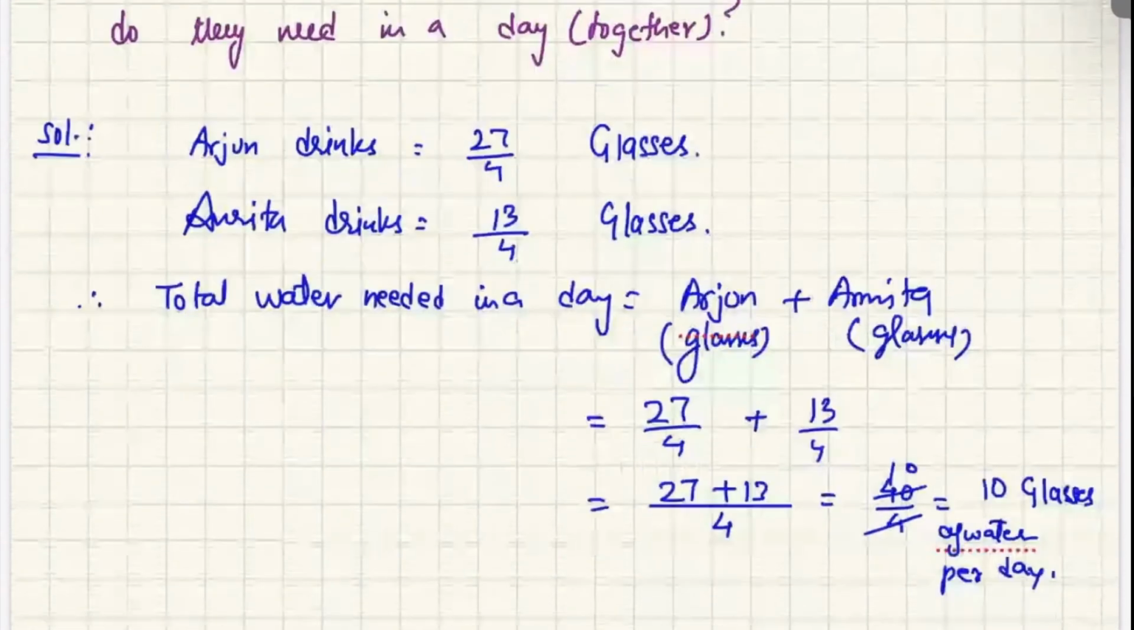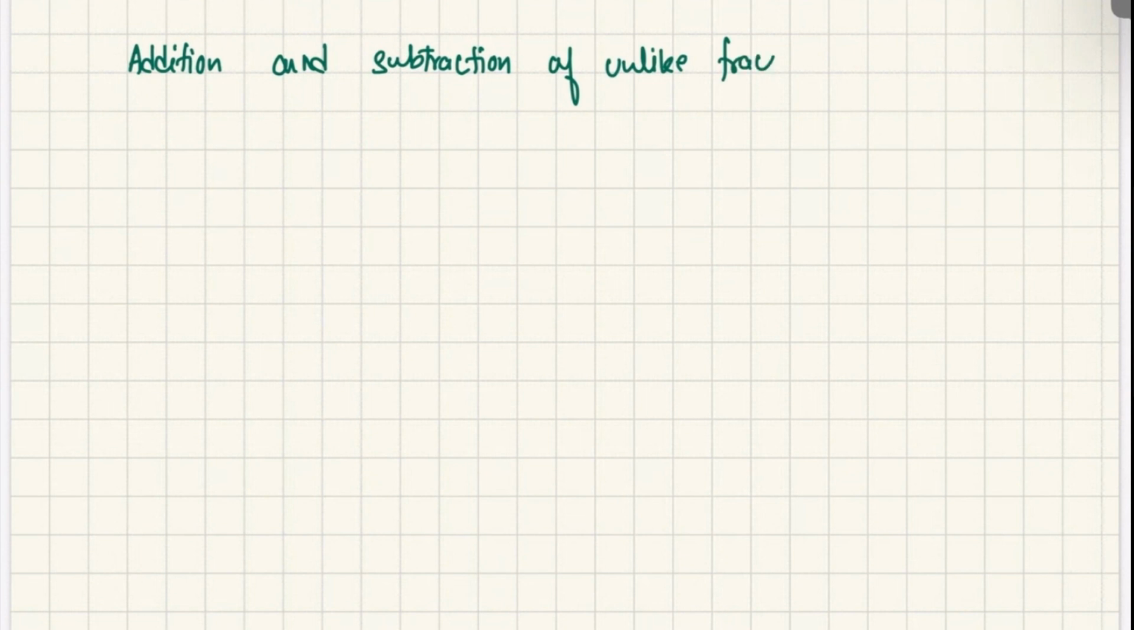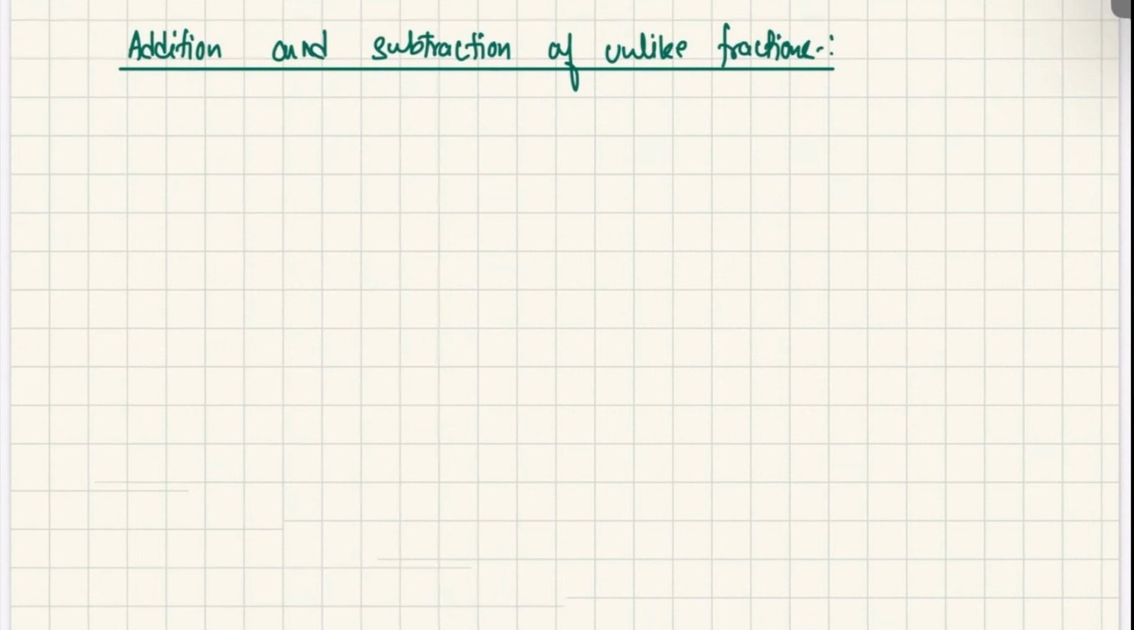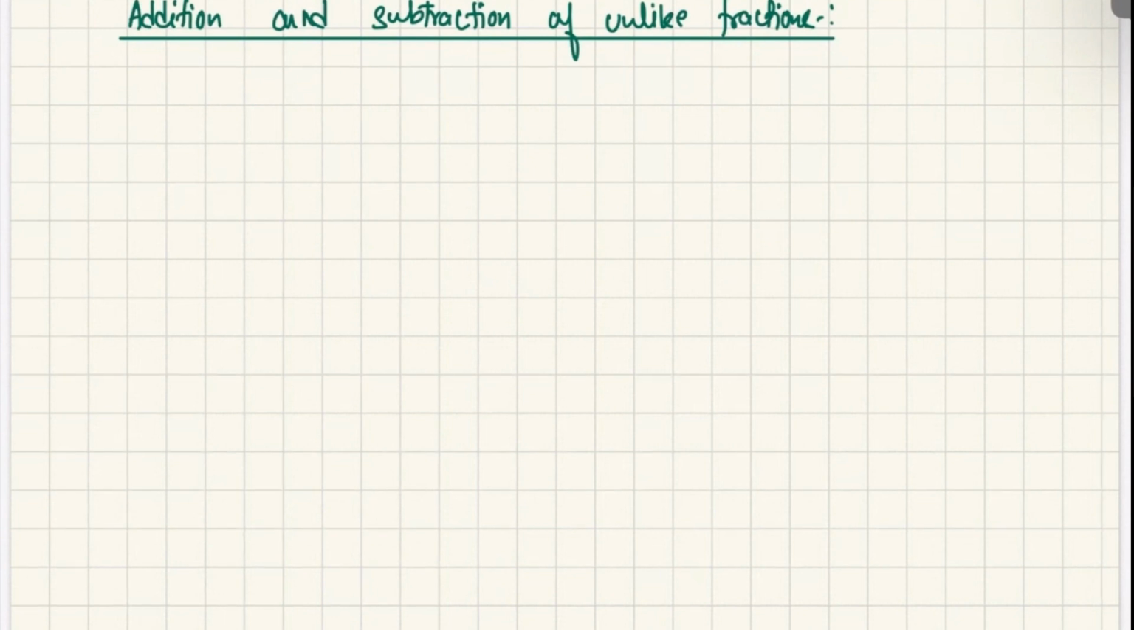Now I'll move to the next topic, and I'm going to write over here. The next topic that I have is addition and subtraction of unlike fractions. If these are unlike fractions, how will you work on that? Okay. So now, in this case, we will follow a simple method. Step 1.